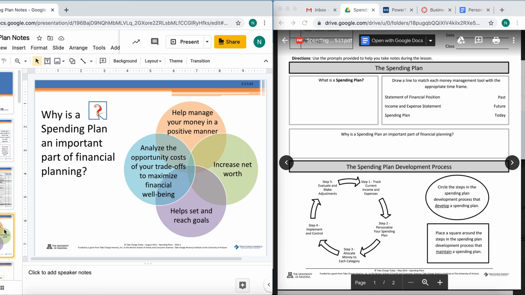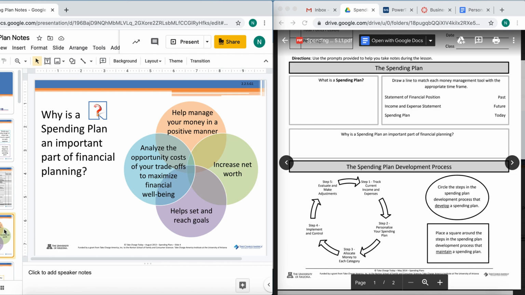Some of the reasons that a spending plan or a budget is important for financial planning and financial management is that it's just overall going to help you manage your money in a much more positive way. So being able to see how much I'm spending in each area, maybe adjust it so that I can increase my net worth, so that I can achieve my goals. And then it's also going to help us when we're looking at our opportunity costs and our trade-offs.